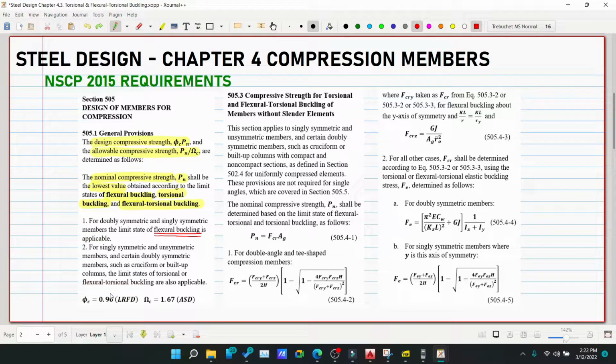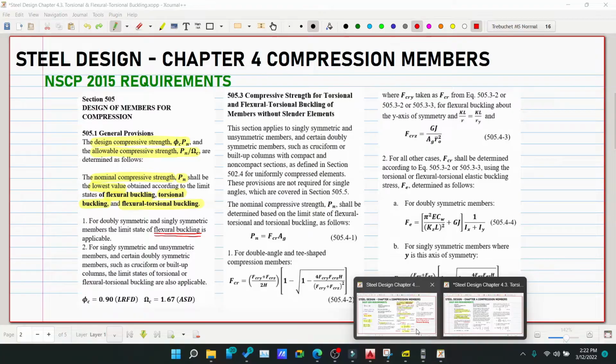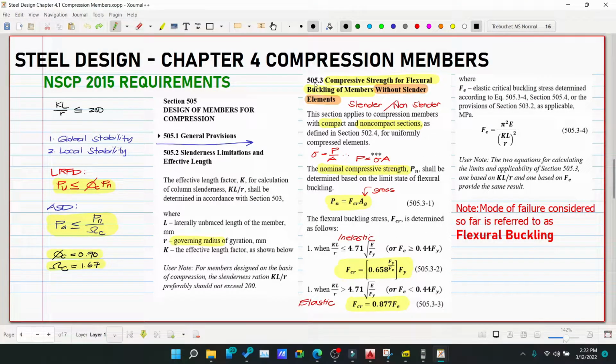And ganun pa rin, yung ating phi sub c is 0.90 for LRFD and yung ating omega sub c for ASD is 1.67. Then dito naman is 0.90. Okay? Then, syempre, doon sa una, sa flexural buckling, that is under sa 505.3. Okay? So, flexural buckling of members without slender elements.